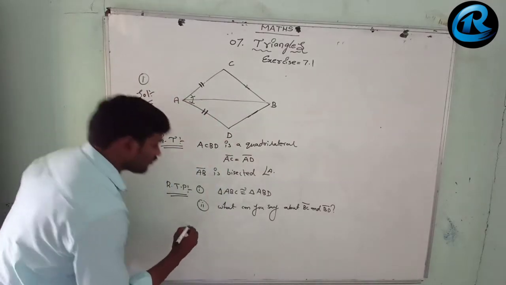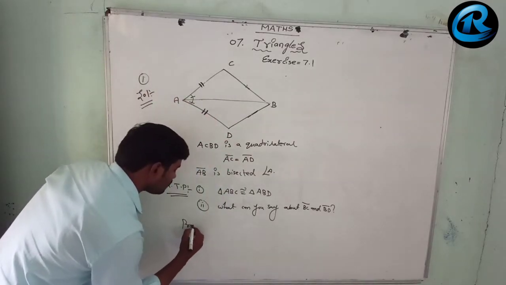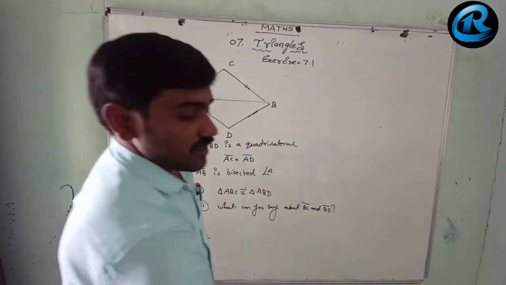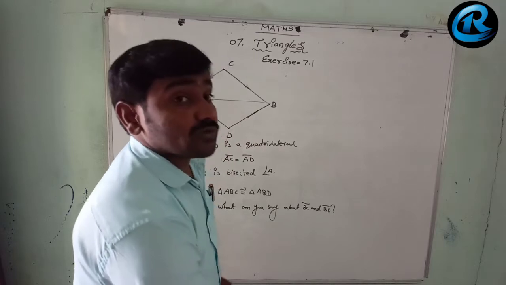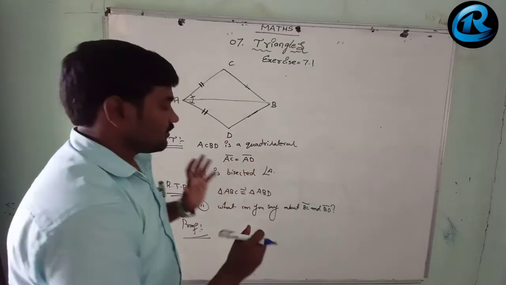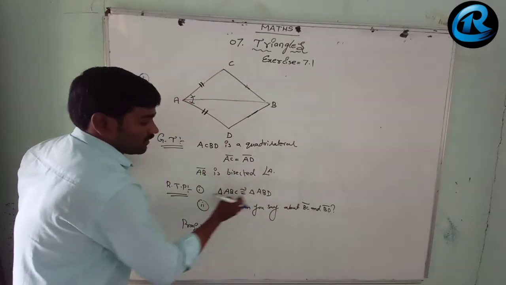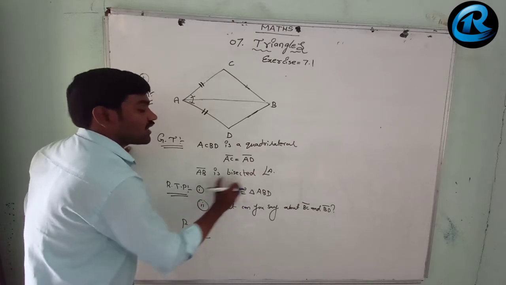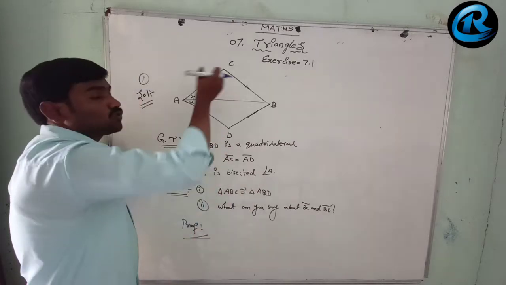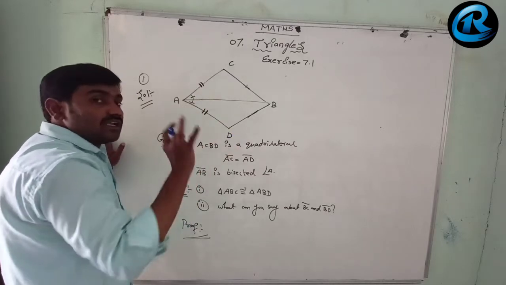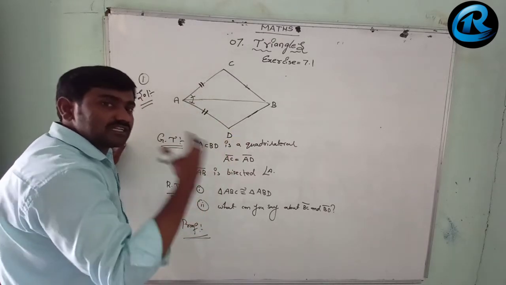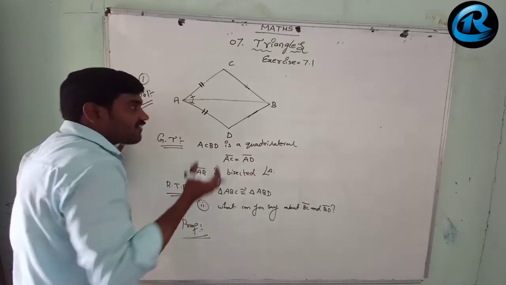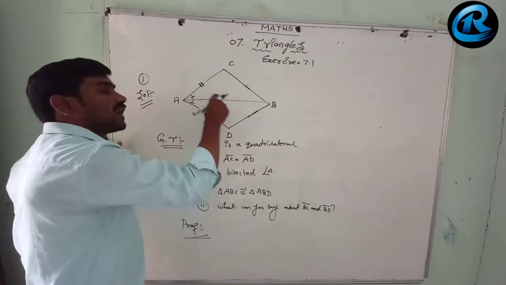Let us go for the proof now. In the proof, children, first we have to take the triangles. What did they ask us to prove? They asked to prove that these two triangles are congruent. We have to take those two triangles and check whether any sides are the same or angles are the same, side angle side or angle side angle, which criteria will hold to say the two triangles are congruent.